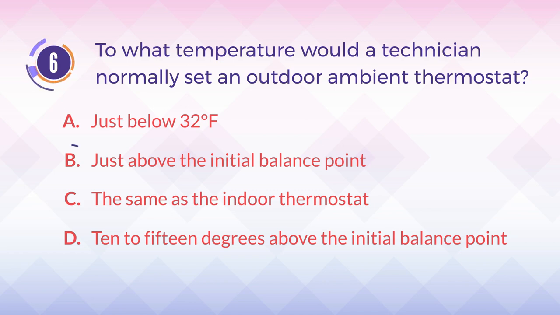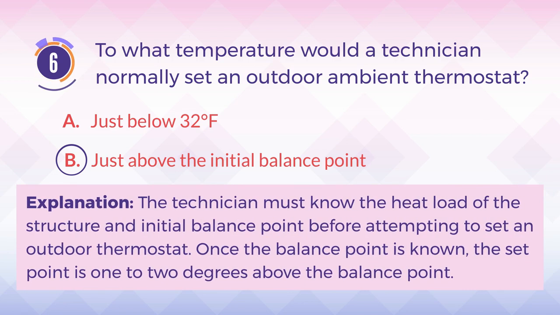The correct answer is B. Just above the initial balance point. Explanation. The technician must know the heat load of the structure and initial balance point before attempting to set an outdoor thermostat. Once the balance point is known, the set point is 1 to 2 degrees above the balance point.